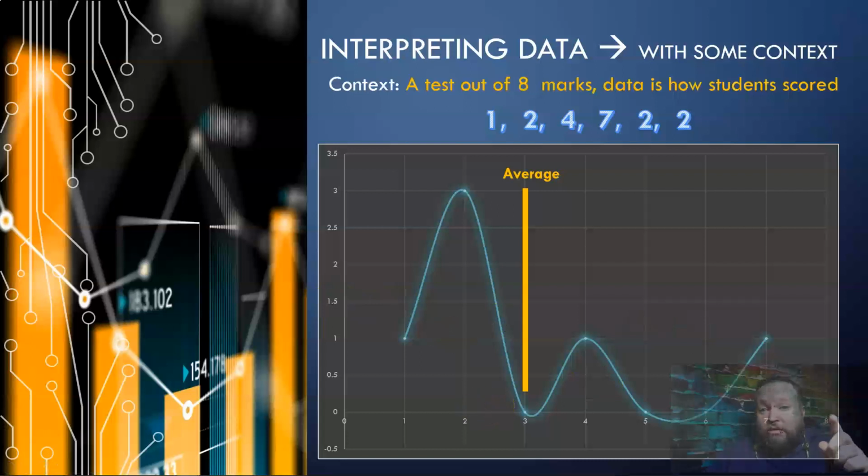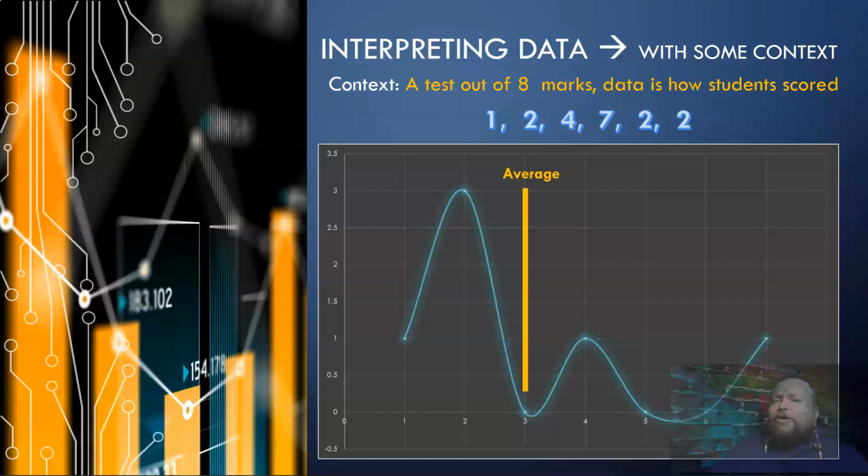Now, let's give some context you're used to, from your lifetime of doing a lot of tests. So what if we say we were looking at this data, 1, 2, 4, 7, 2, 2, but this data was based upon a test that was given. A group of students, in total six students, were in a class. They're given a test, and the test was out of 8 marks. Each of these scores you're seeing is the score a student got on that test.